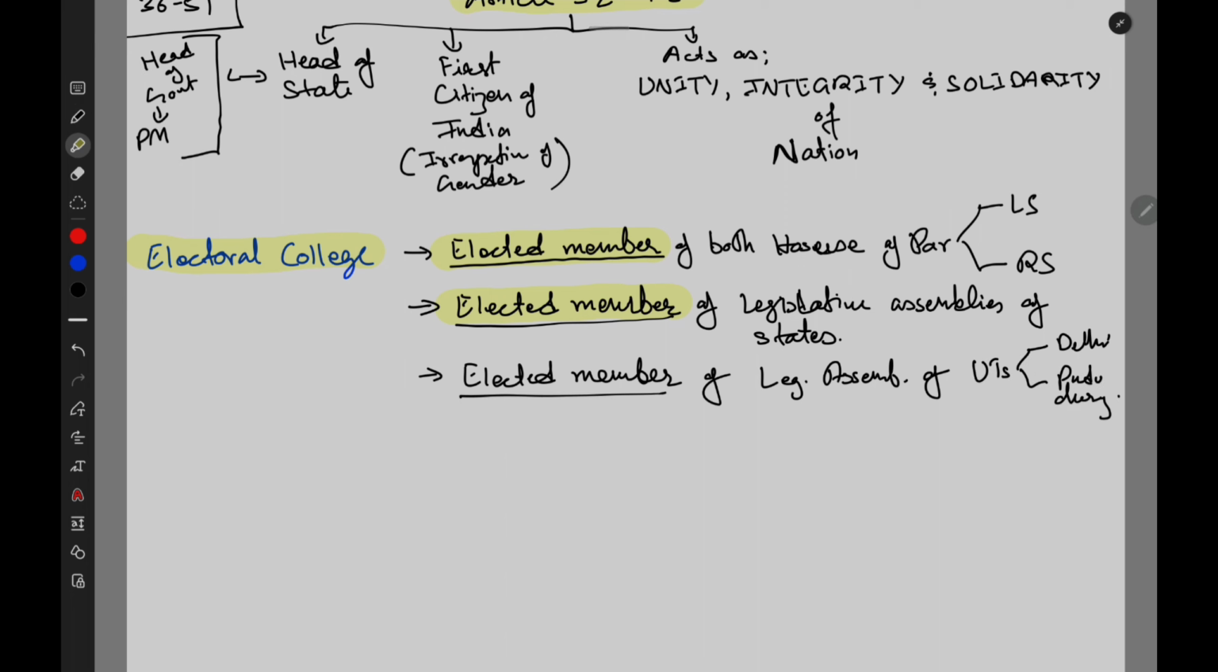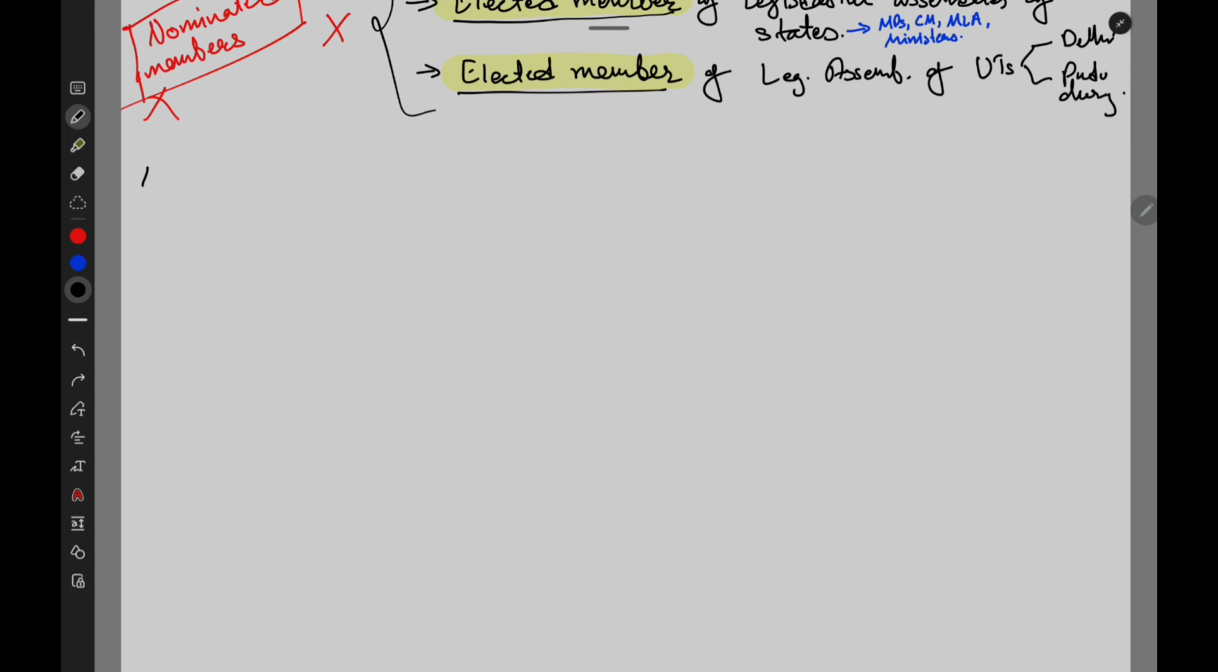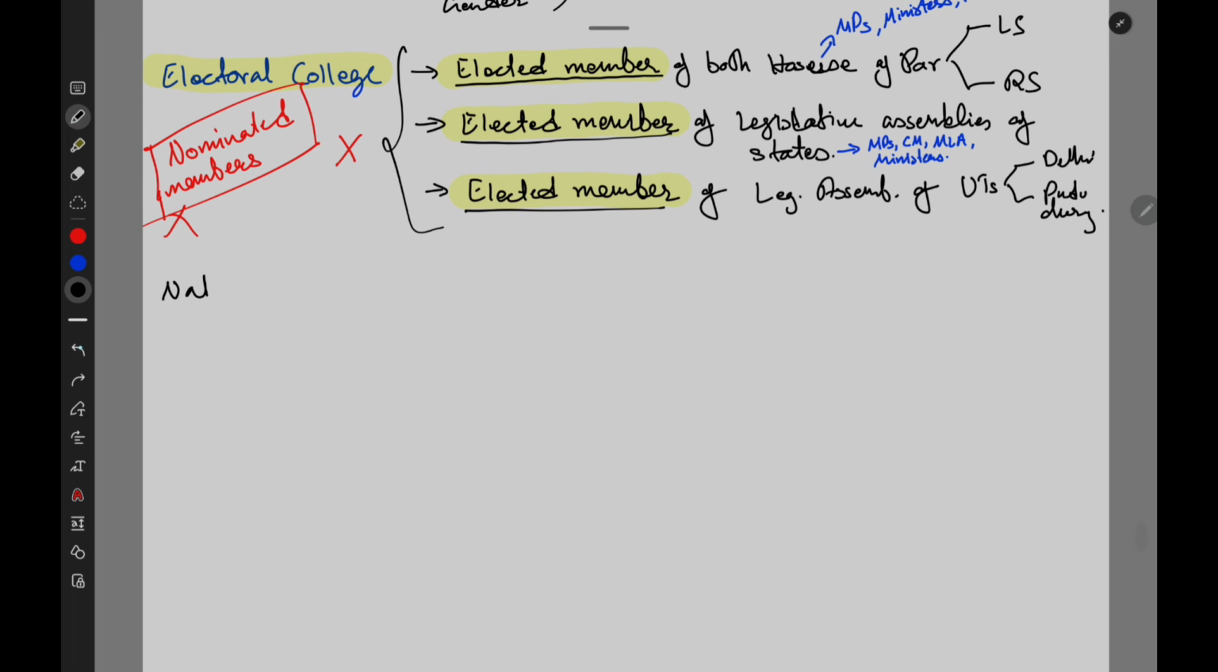There is no nominated member in the electoral college. No nominated members are included in the electoral college for the election of the president. The elected members of the houses include MPs, ministers, PM, and in the states MLAs, CM, ministers, right?